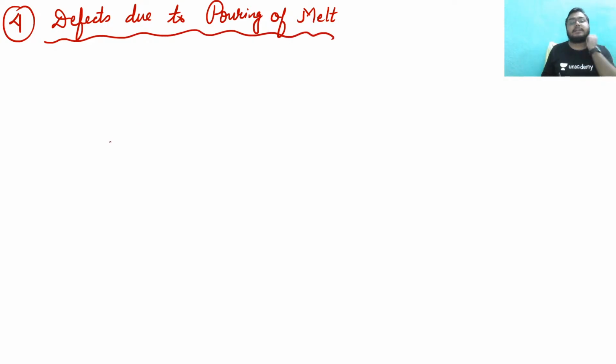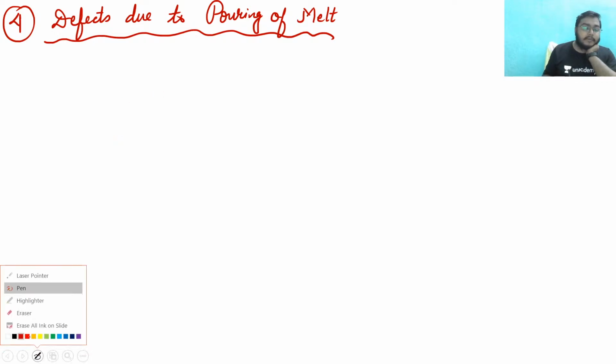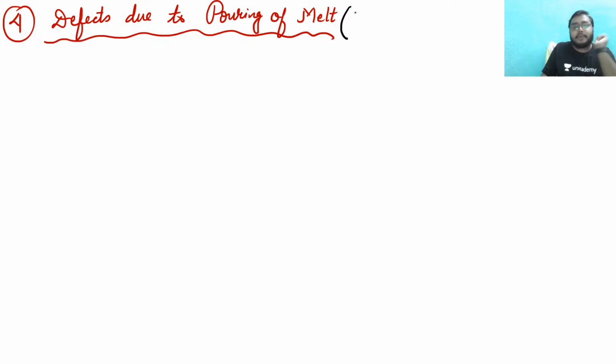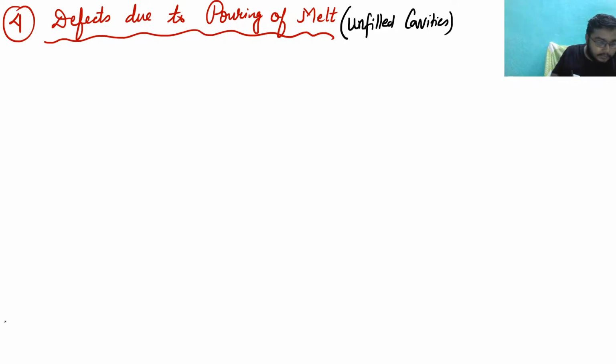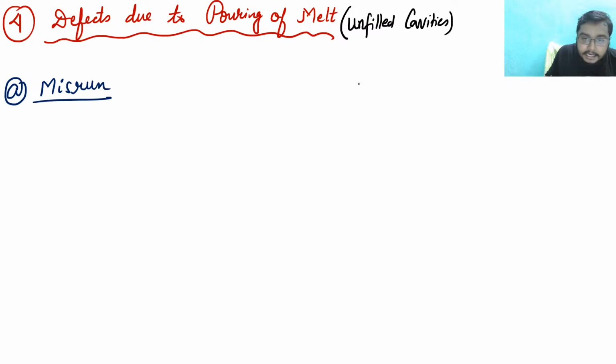Now, in these defects, how can you identify that there is a defect due to the pouring of melt? You have to see that in this kind of defect there will be unfilled cavities. So let us see what the defects are. The first type of defect is misrun, and the second type of defect is cold shuts.